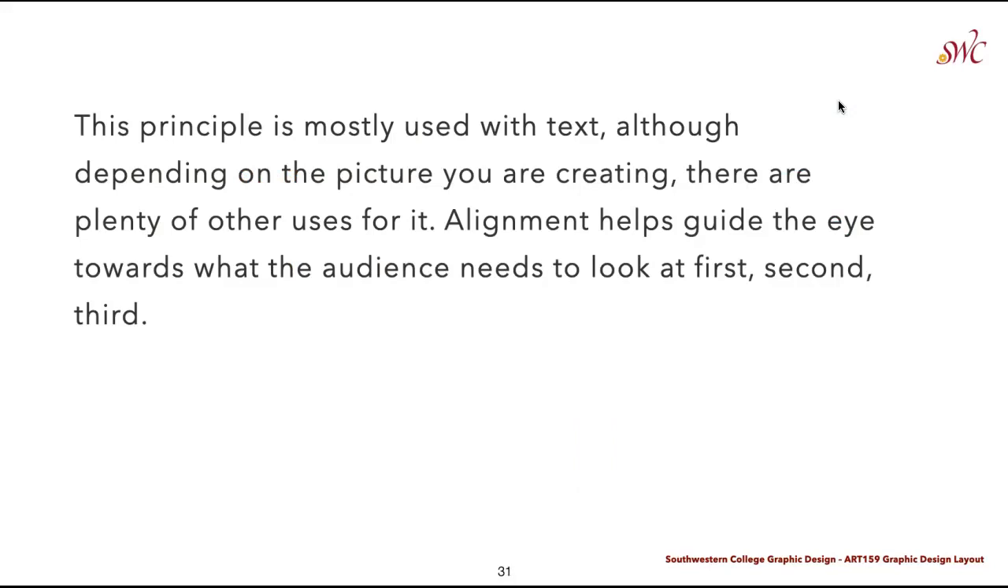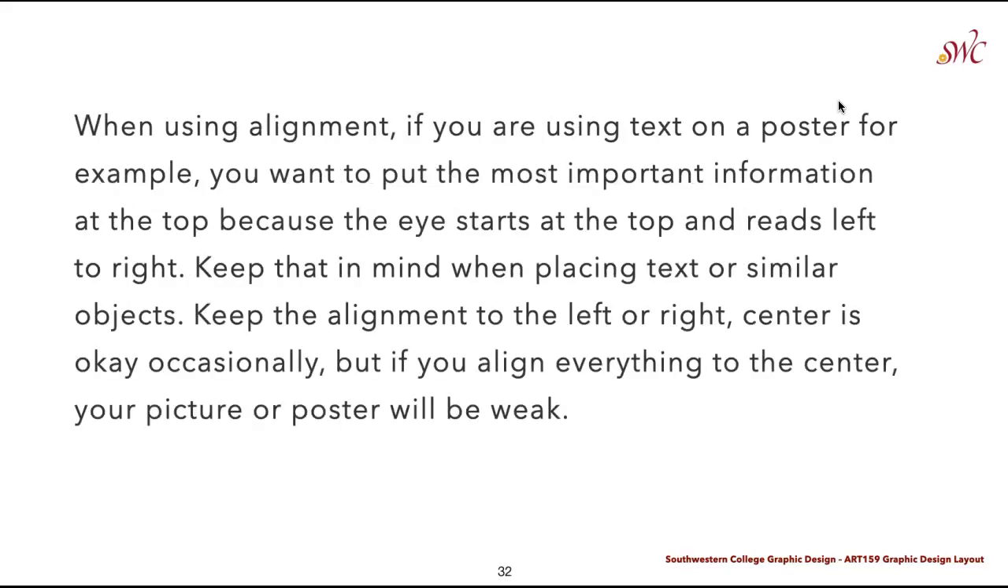This principle is mostly used with text, although depending on the picture you are creating, there are plenty of other uses for this as well. Alignment helps to guide the eye towards what the audience needs to look at first, second, and third, and it simply helps to organize this space so that it's easier for us to navigate. When using alignment, if you are using text on a poster, for example, you want to put the most important information at the top, because typically the eye is going to start at the top and read left to right here in the United States.